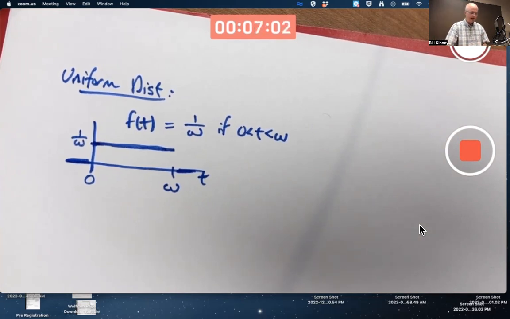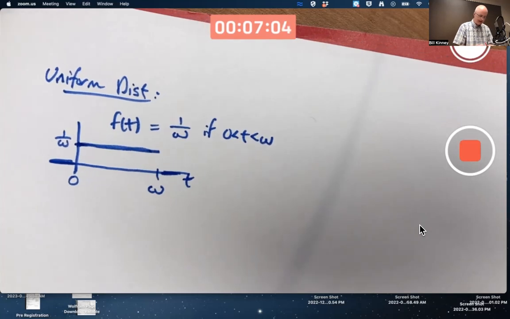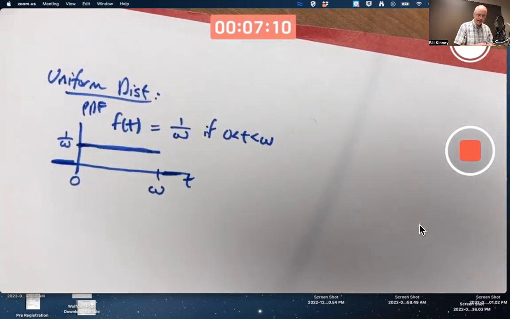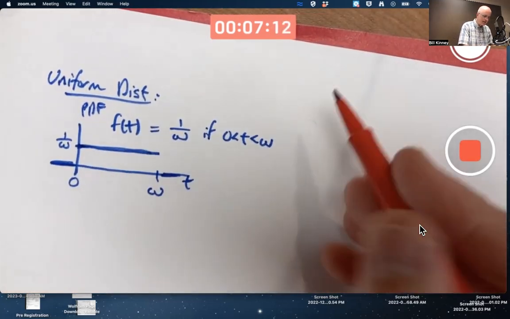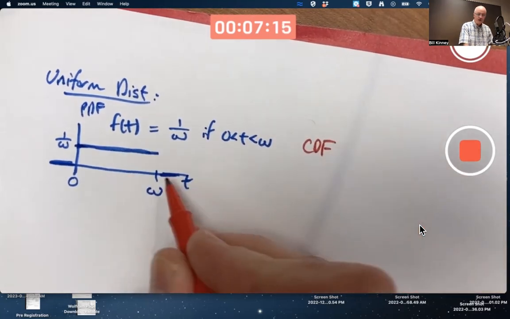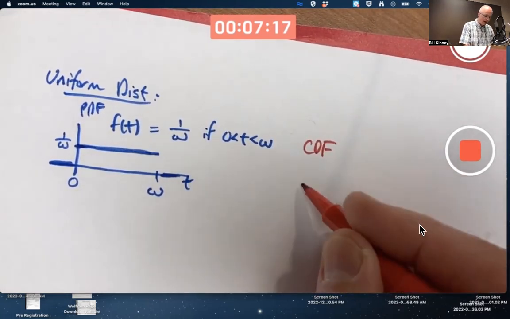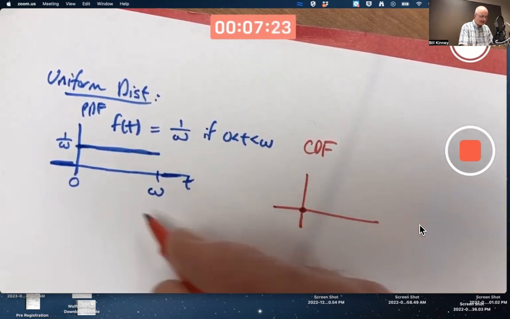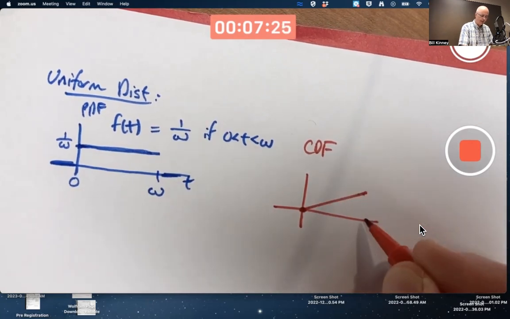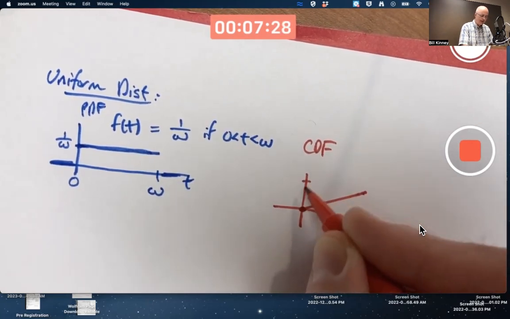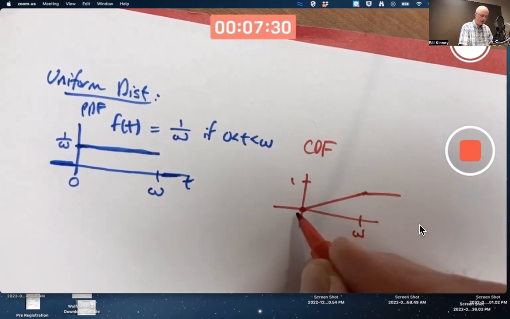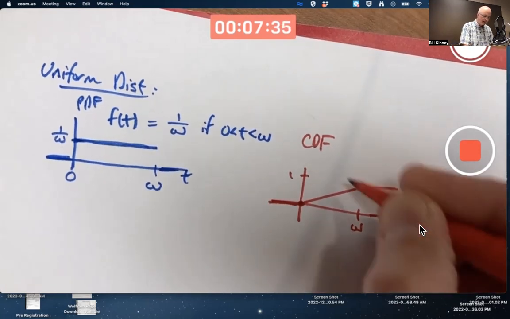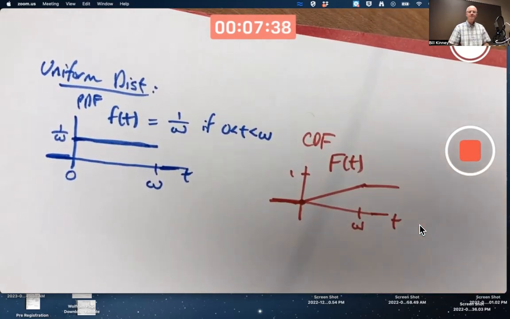Let's then find the CDF. This is a PDF, probability density function. The CDF, cumulative distribution function, will be an antiderivative of this, making sure we start with a value of 0 at time 0. Its slope would be 1 over omega. And it would get up to a value of 1 once you reach omega, and be 1 thereafter. Again, technically it's 0 when t is less than 0. That would be the CDF, capital F of t.